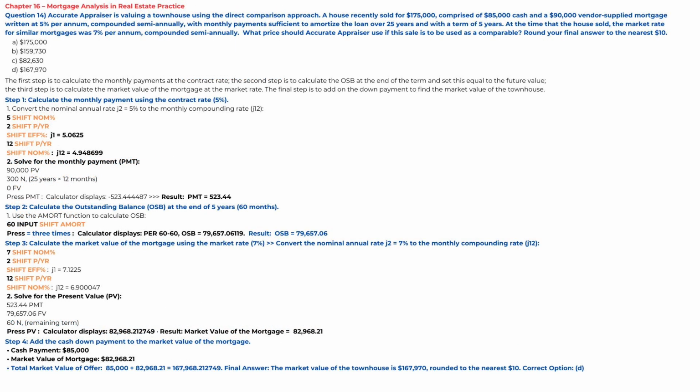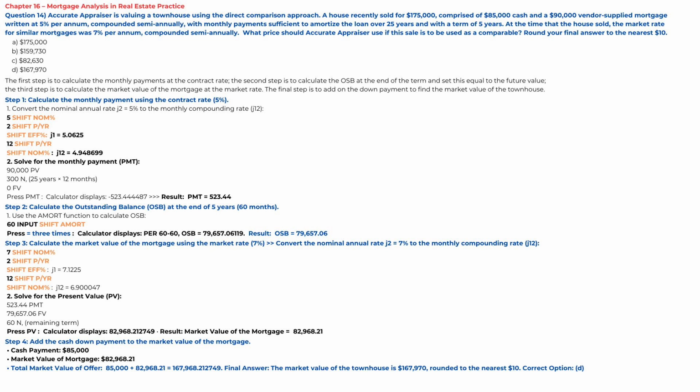Question 14. An appraiser is valuing a townhouse using the direct comparison approach. A house recently sold for $175,000, comprised of $85,000 cash and a $90,000 vendor-supplied mortgage written at 5% per annum, compounded semi-annually, with monthly payments sufficient to amortize the loan over 25 years and with a term of 5 years. At the time that the house sold, the market rate for similar mortgages was 7% per annum, compounded semi-annually. What price should the appraiser use if this sale is to be used as a comparable? Round your final answer to the nearest $10.